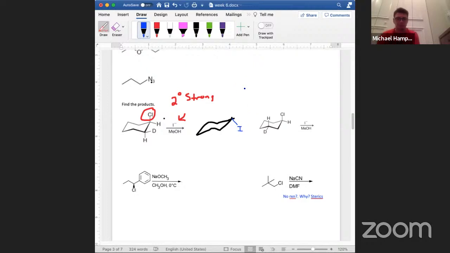Cool. So that happens because it's an SN2 reaction. If it was SN1, you would get both. If it was SN1, hypothetically, it's not. But if hypothetically it was SN1, you would get both.